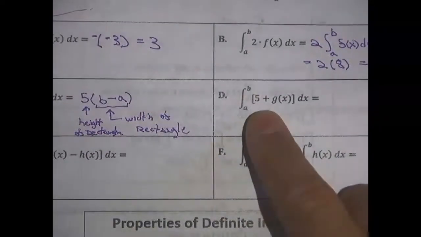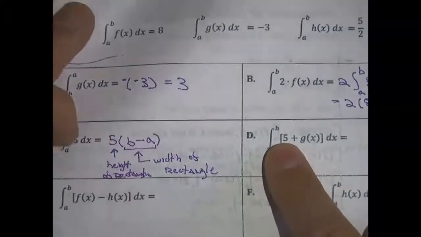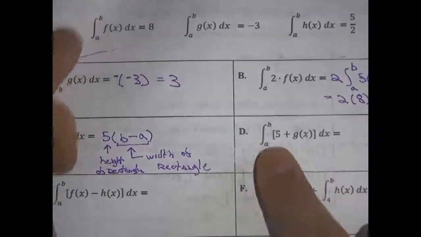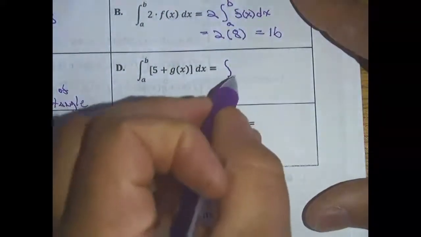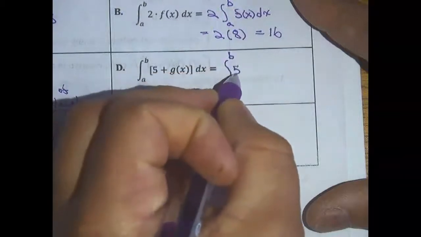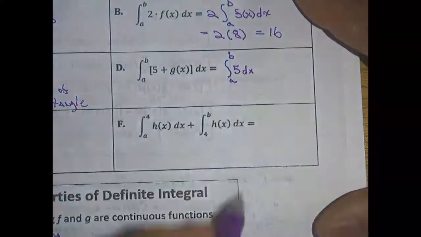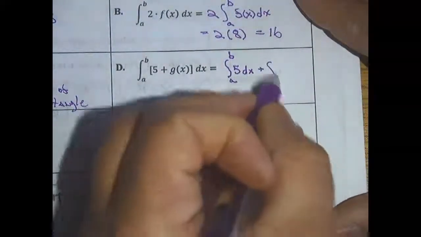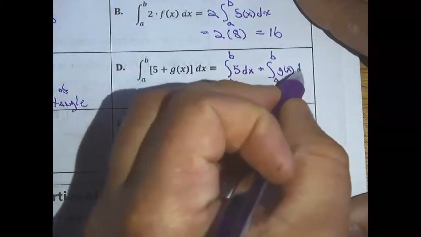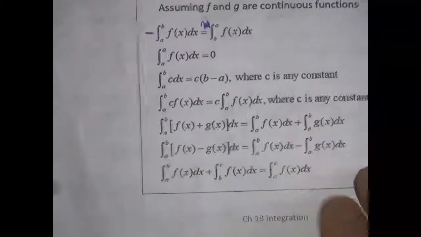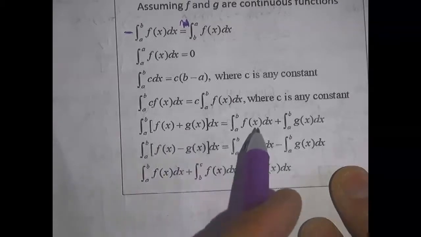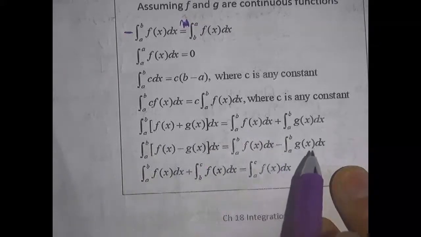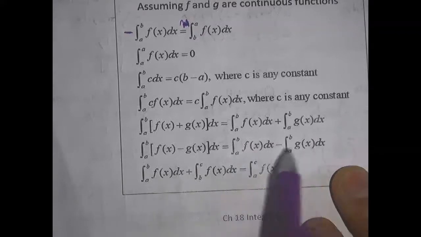Okay, so on D it says take the integral of 5 plus g of x. So we have two properties we can use here. One is the addition property, which means I can break this up into two integrals. So I can rewrite this by the addition property as the integral of 5 from a to b plus the integral from a to b of g of x. So what I'm doing right there is I'm using this addition property right here. I can just break it up into two. If it was a subtraction, I could break it up into a series of individual integrals and subtract them.